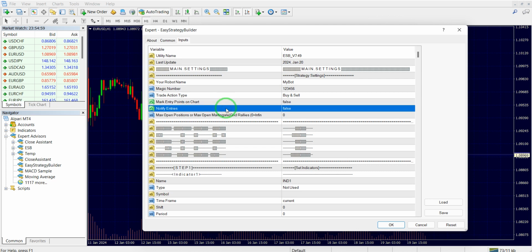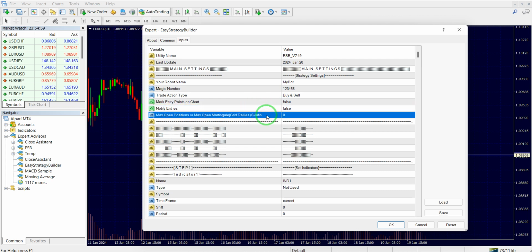Notify entries means anytime the Easiest Strategy Builder wants to open a position, it notifies you on your mobile phone or sends an email or alert or other things. So you can set this to true. But what kind of notification, you can set in the advanced options.